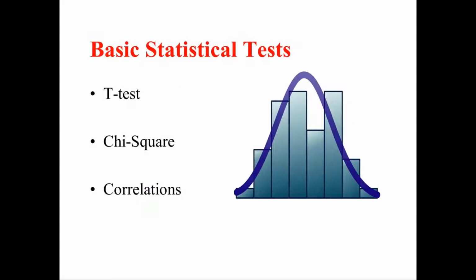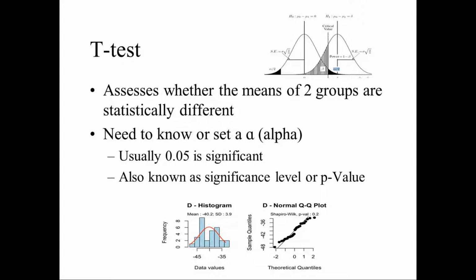And then there are basic statistical tests: t-test, chi-square, and correlations. In QI, t-test and chi-square are the most commonly used. So a t-test assesses whether the means of 2 groups are statistically different. Usually 0.05 is the significant p-value. On the bottom here, you can see the histogram and normal plot to show a representation of a t-test result.